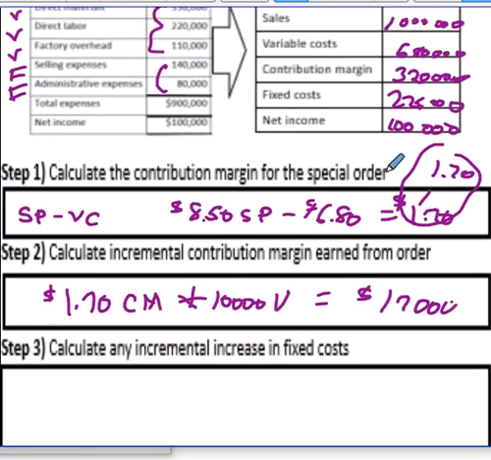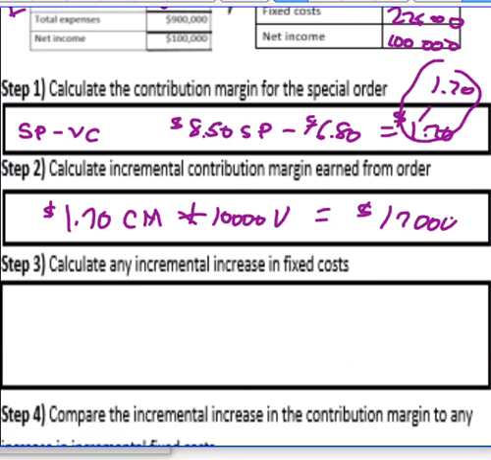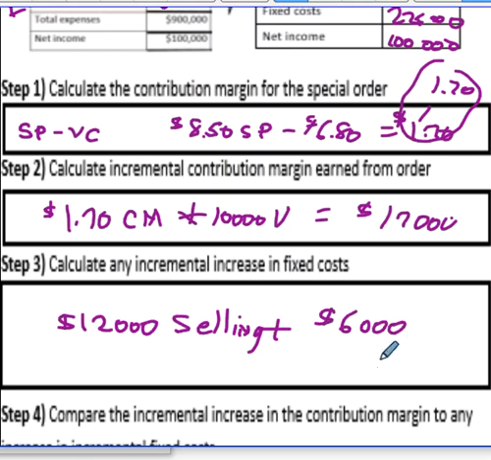So my selling expenses are going to increase by $12,000, plus 6,000 increase in my administrative cost. And if we total those two together, they're obviously going to equal $18,000 in terms of total incremental increases.